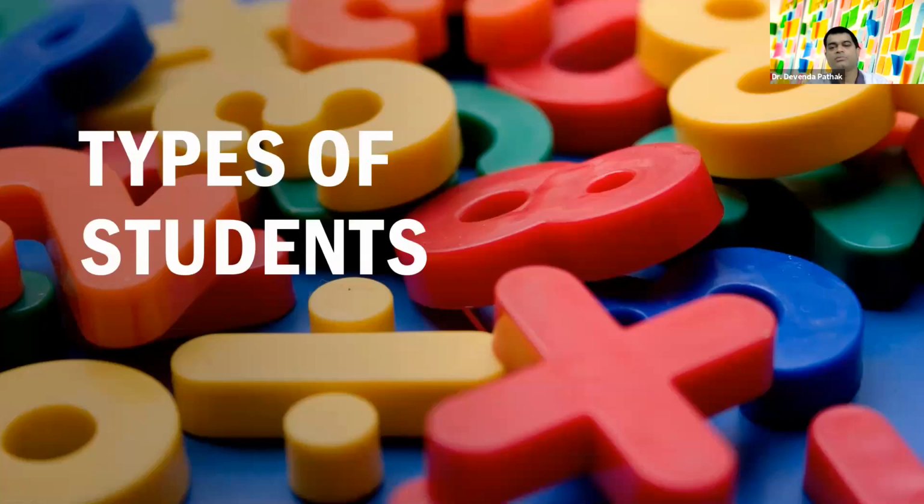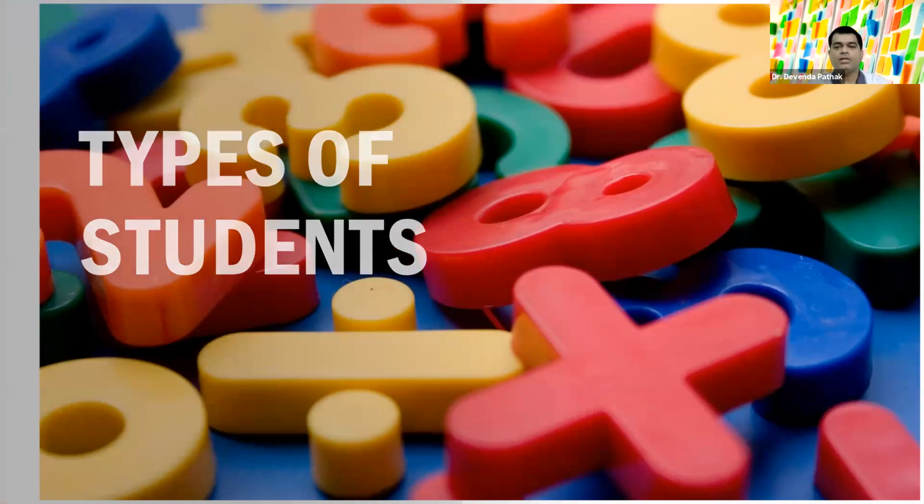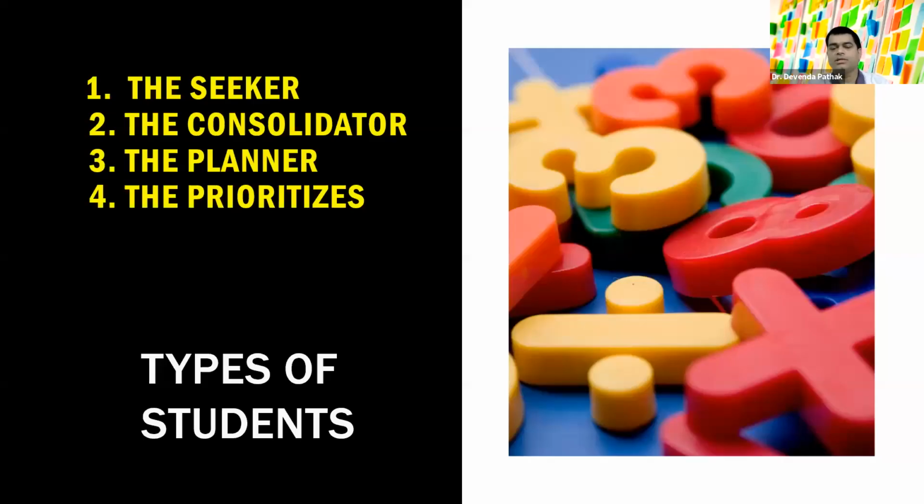Based on my perception and on the studies, we find four types of students, or four types of persons, in the university, in the schools, or overall in life. The four types are: the first category is the seeker, the other is the consolidator, the third is the planner, and the fourth is the prioritizer.